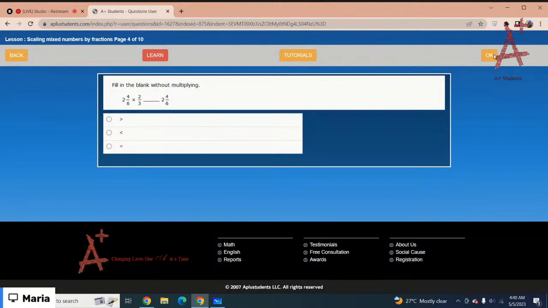Okay, the next one is 2 whole 4 by 6 times 2 over 3, and you have to compare it to 2 whole 4 over 6. So 2 over 3 is less than 1. Got it? So when you multiply a number that is less than 1 by 2 whole 4 by 6, it makes 2 whole 4 by 6 even smaller. Got it? So that means 2 whole 4 over 6 times 2 over 3 is less than 2 whole 4 over 6.